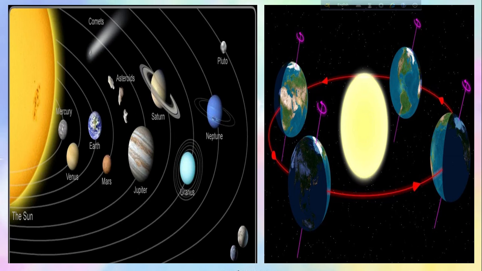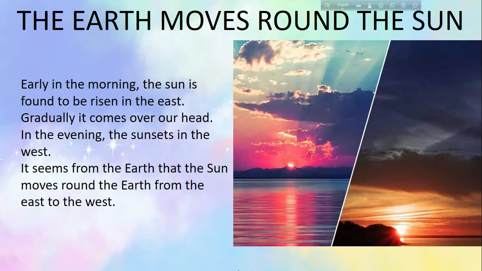And another motion is the annual motion. The earth revolves around the sun in its own orbit once in a year, that means 365 days, 5 hours, 48 minutes and 47 seconds. One of the major effects of the annual motion is change of seasons and the fluctuations of the time of day and night. So one by one I will discuss with you.